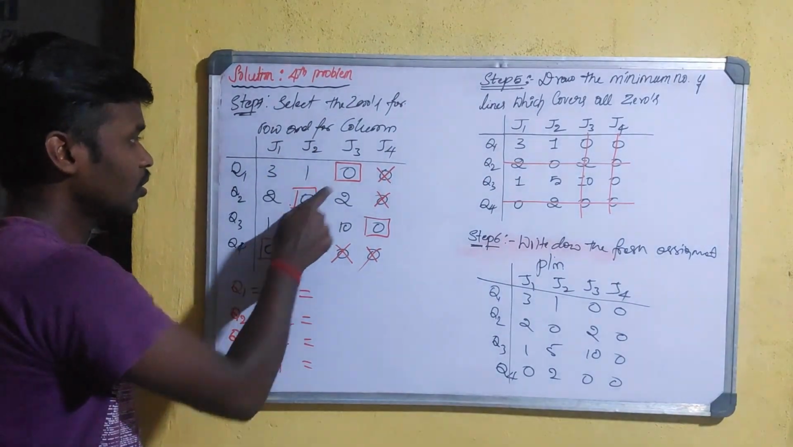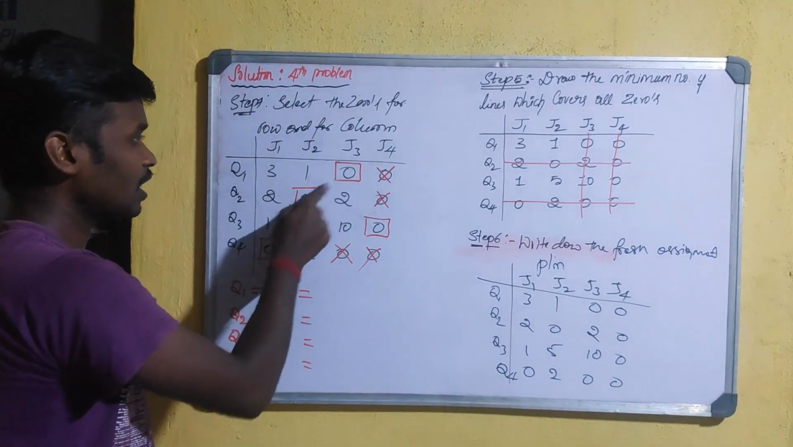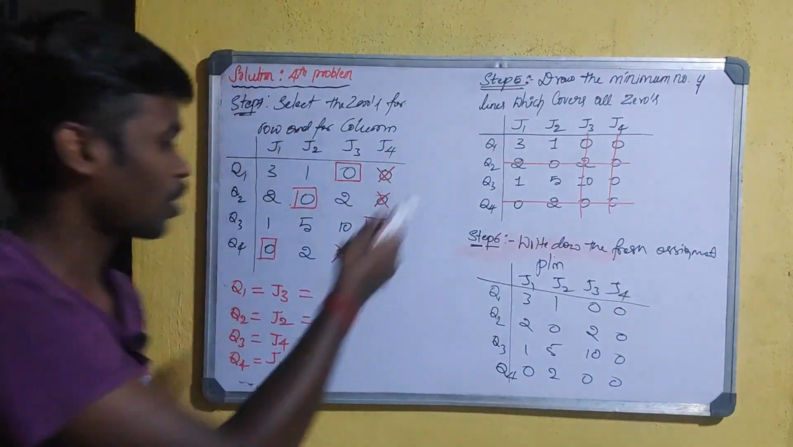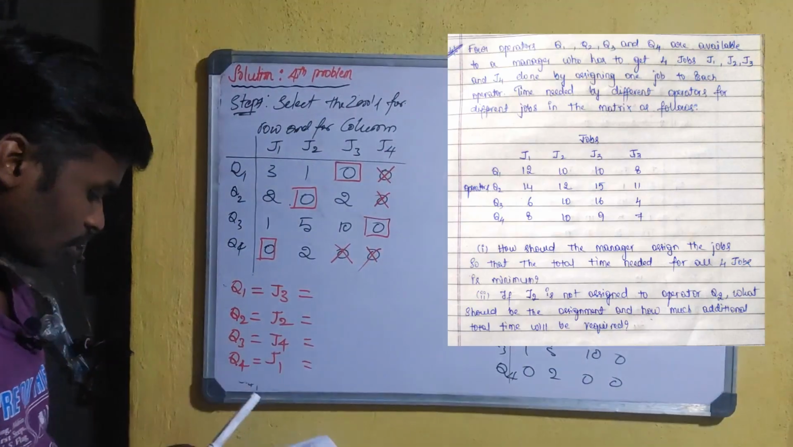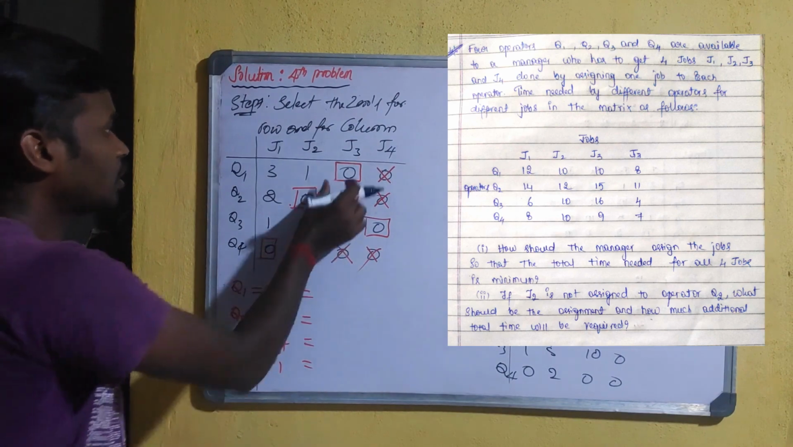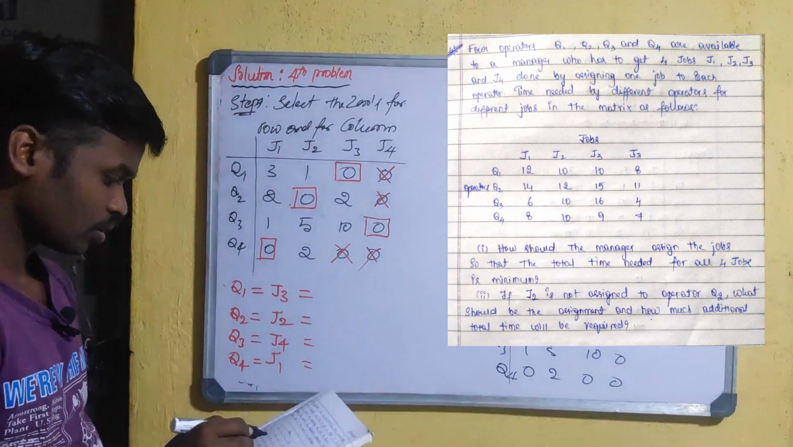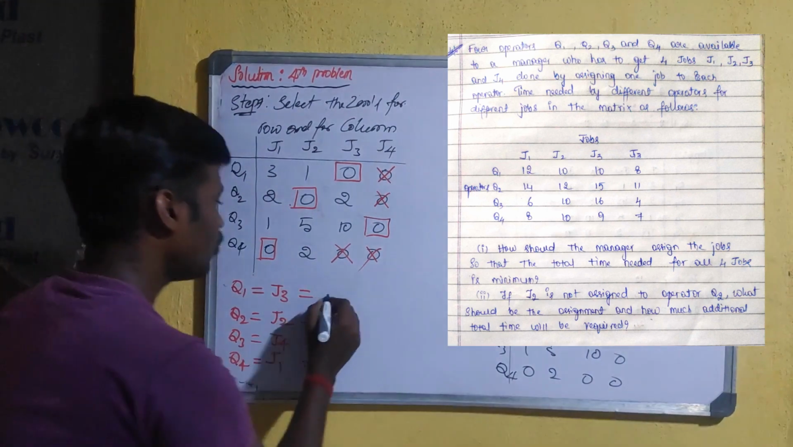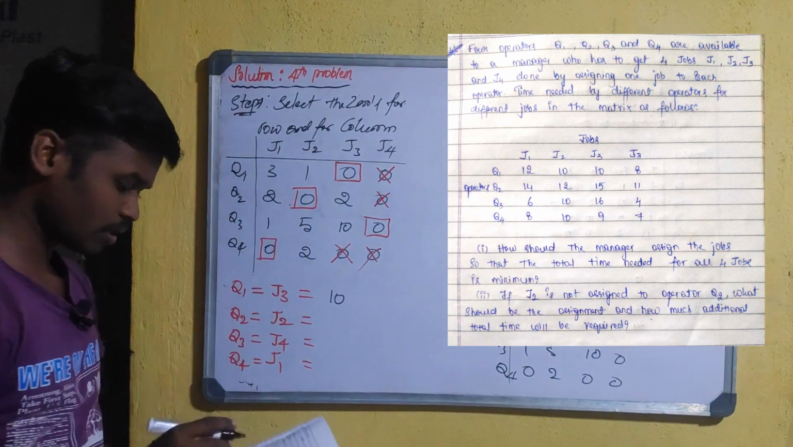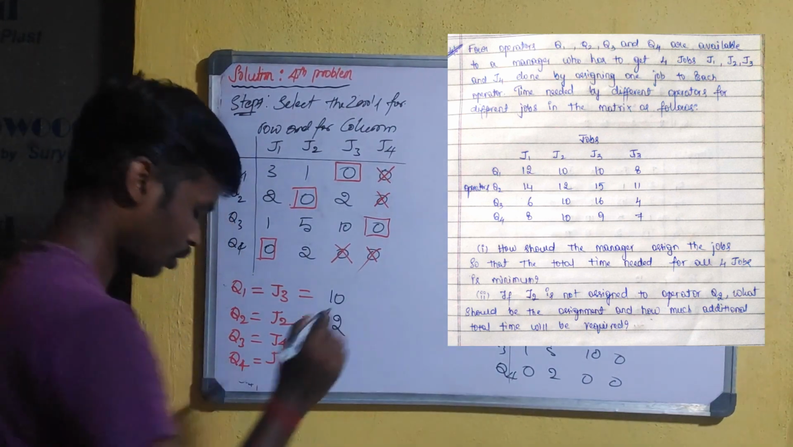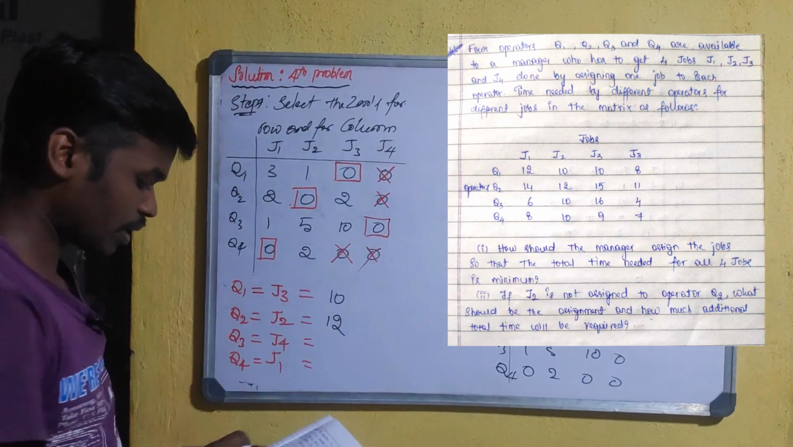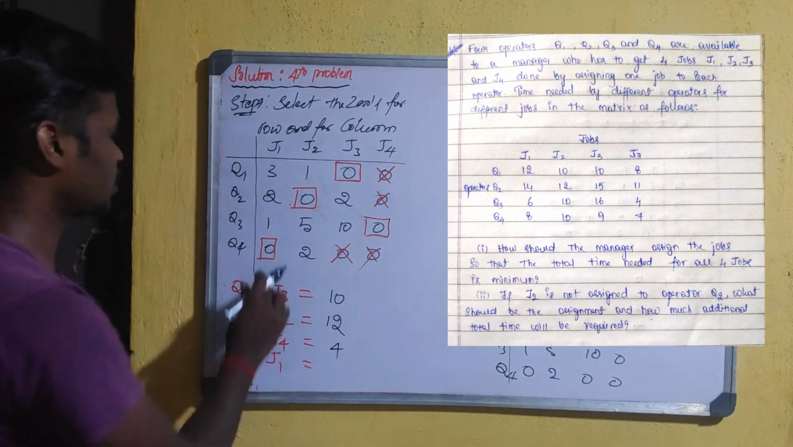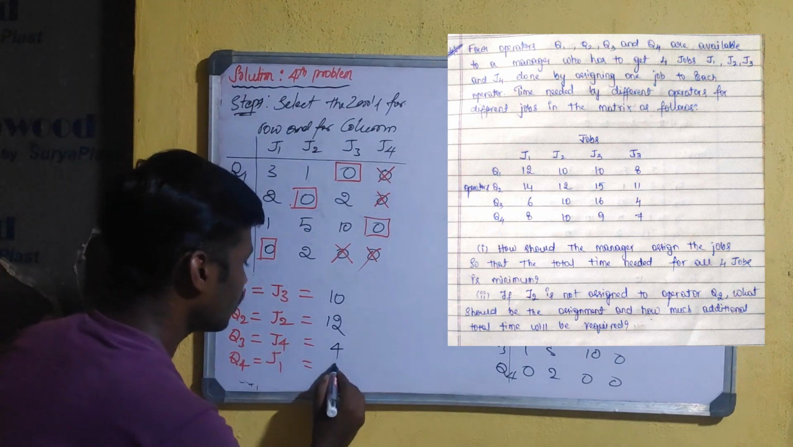problem. So we have to see the times in the selected places. Okay, see the problem. So in this place we have 10. Next, in this place we have 12. Next, in 0 place J4, that is 4. Next, in this place 8.